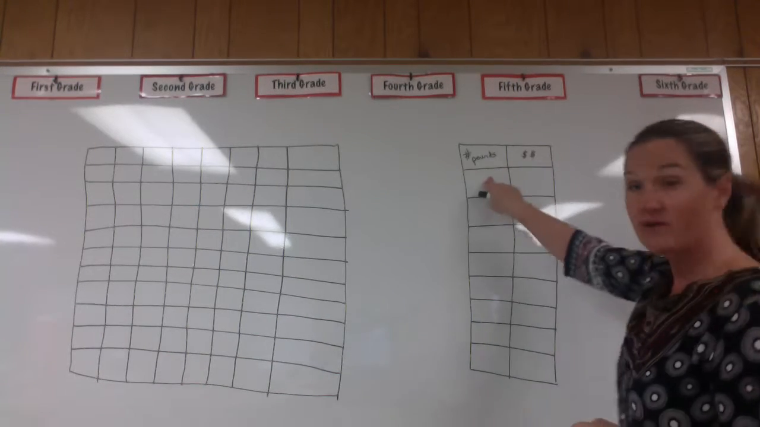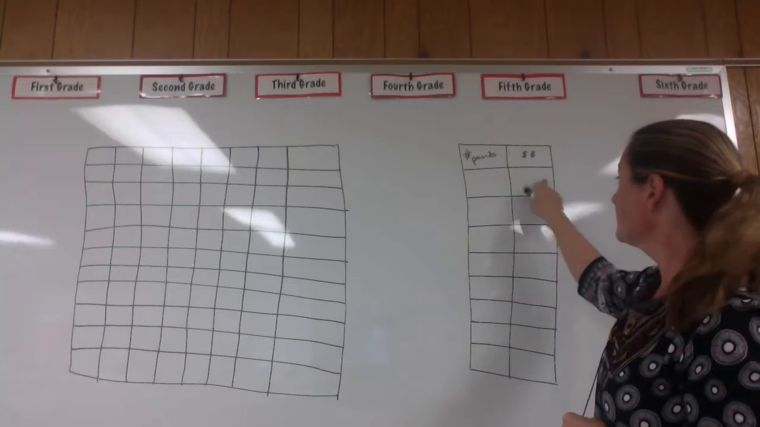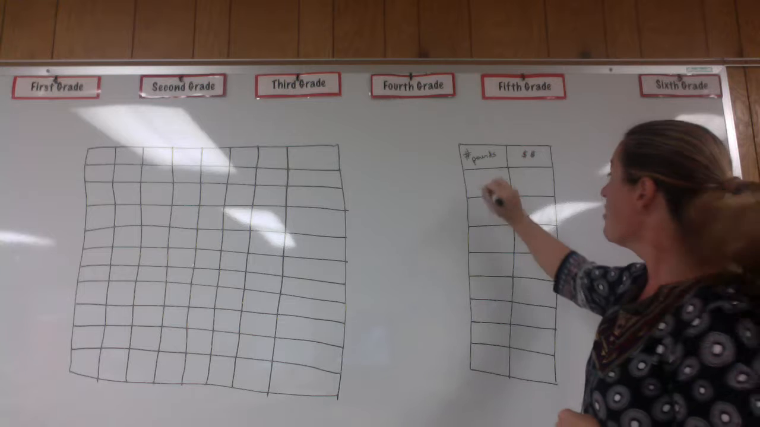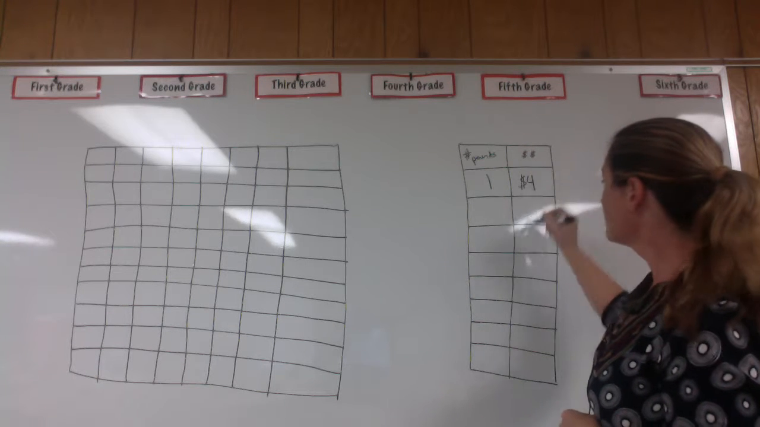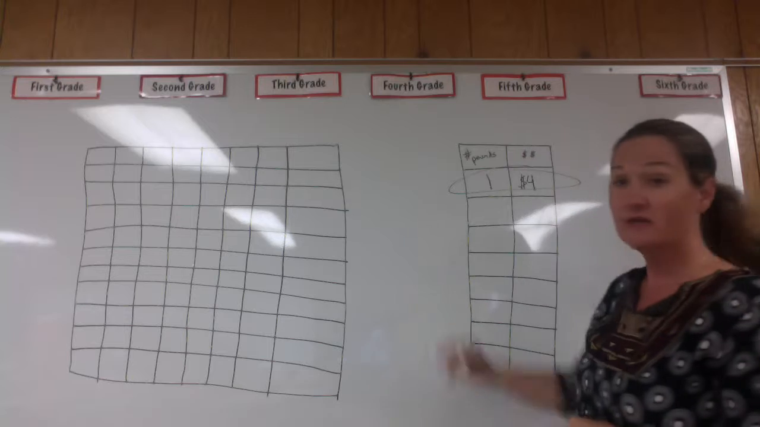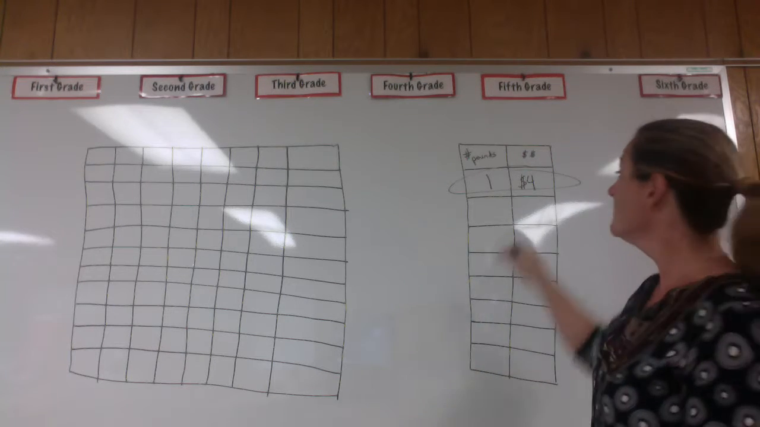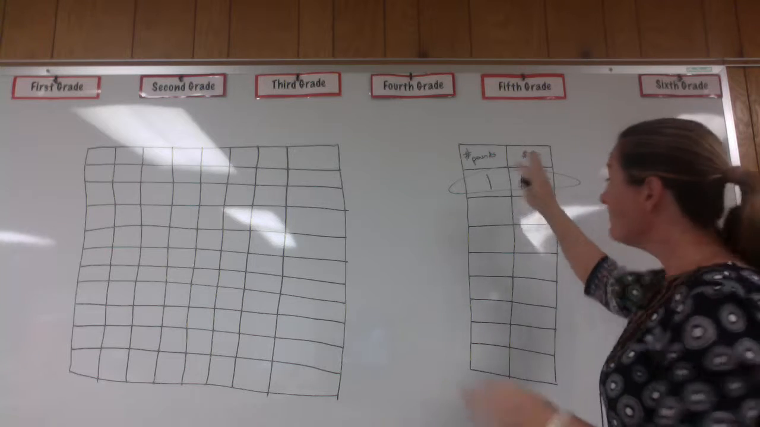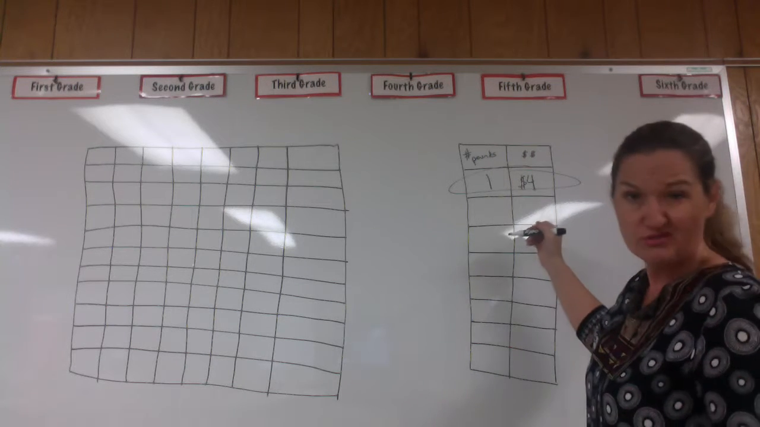So right off the bat, I've got my rate table. 1 pound is $4. Boom, right there. That is my unit price: one, and how much that is. So unit price is right here, and then we can fill in the rest. If 1 pound is $4, how much is 2 going to be?